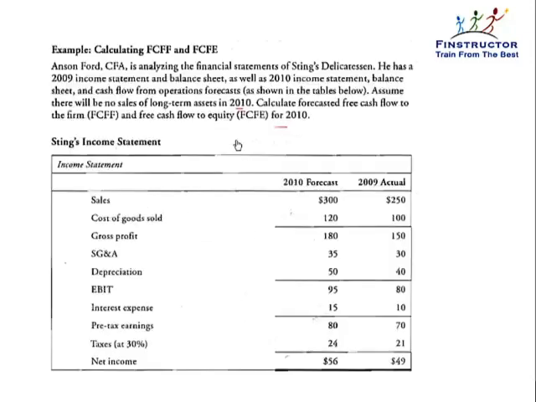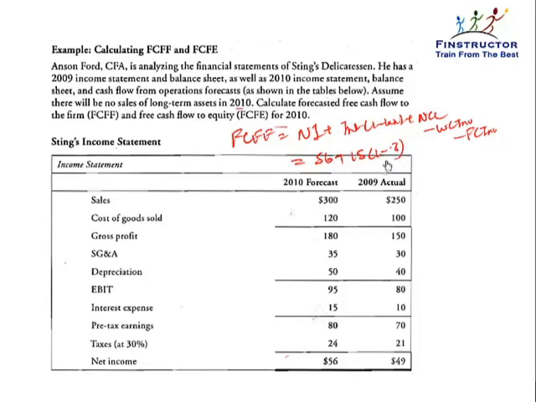So let's first try to calculate the free cash flow to firm, which will be calculated as the net income plus interest times 1 minus tax plus the non-cash charges minus the working capital investment minus the fixed capital investment. Net income is given to be $56 in 2010. Interest is given to be $15 and tax rate is given to be 30%. Non-cash charges, that is depreciation, is $50.